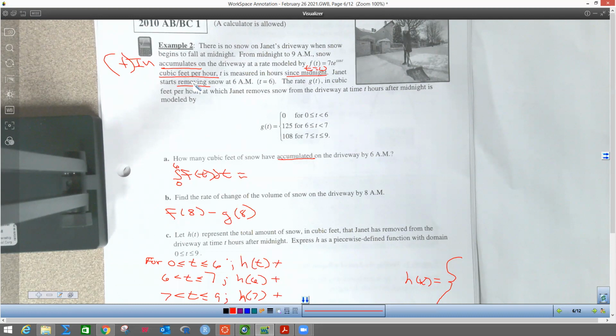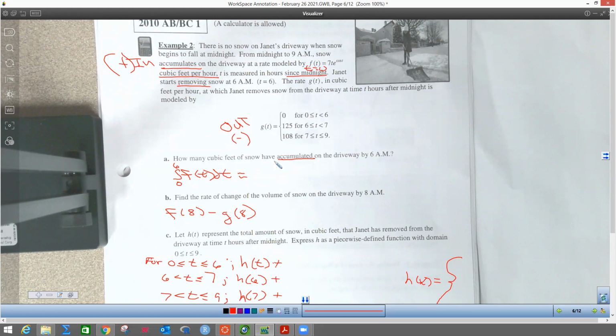Then Janet starts removing the snow. So removing at G of t. So this is the out part. This piecewise is the out part. This is the minus part. She starts taking it out at 6, gets up and goes out and starts shoveling her driveway or whatever. She's got a snowblower or whatever.